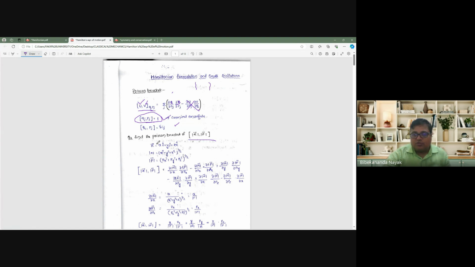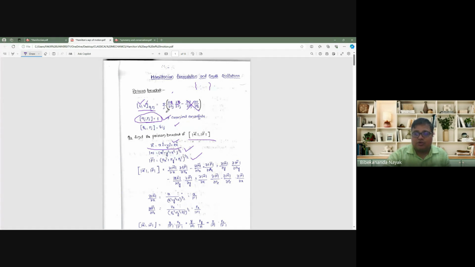Now do this problem. Calculate the Poisson bracket of r mod and p mod. r is the position vector. We know that the position vector is equal to x i cap, y j cap, z k cap. So r mod will be x square plus y square plus z square to the power half, and p mod will be p x square plus p y square plus p z square to the power half. If you calculate the r mod, p mod Poisson bracket, how many variables are here? Three variables, x, y, z.